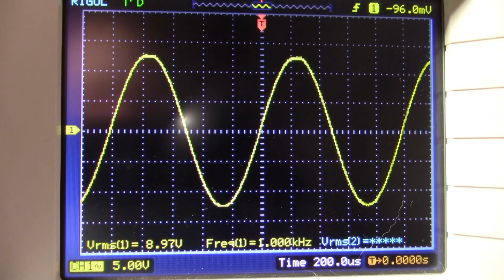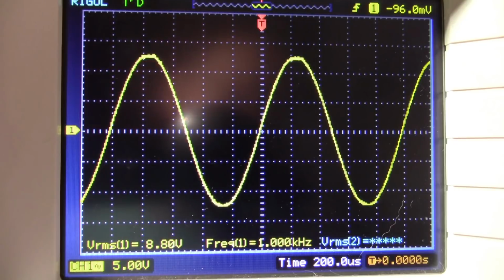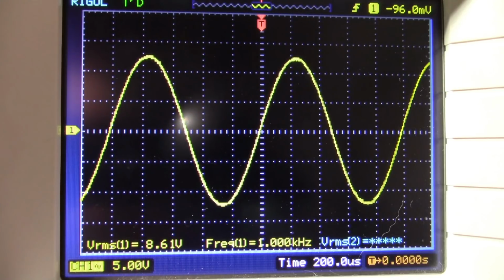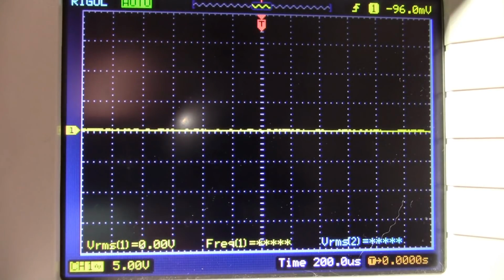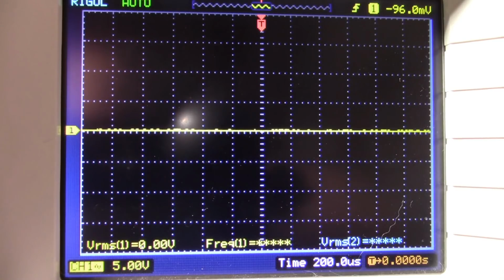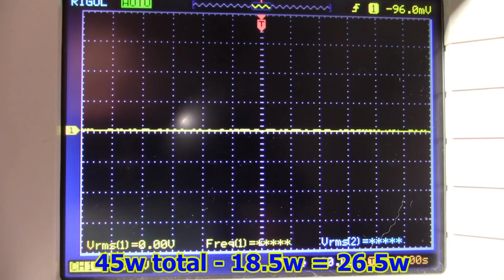And let's see how much power we're getting here. So tune this right to the point of clipping. That looks good. 8.62 volts. Let me punch that into the calculator. 8.62 squared divided by 4. 18 and a half watts, and the dissipated power would be 26.5. So that's what's dissipated while we're generating that signal, but that dissipation stays about the same.